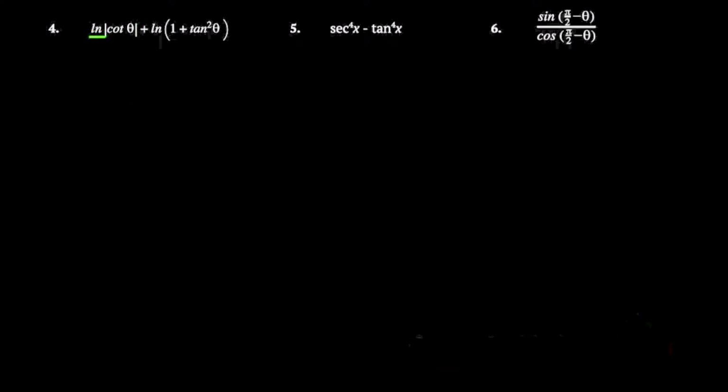So back to actually simplifying this, we have natural log of this and then natural log of this. We've got two different terms, and they're being added together. So you have to remember that if you're adding two logs together, you can combine them into one log term and multiply the inputs.